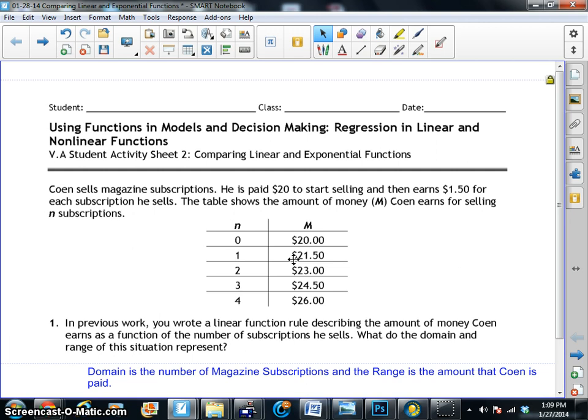So right here we have our domain and range. Remember, our domain is the independent variable, the one that just happens. So this is our domain. And then of course this one has to be our range because it all depends on what the domain is. So if we start and we don't sell anything, we got $20, and if we sell one magazine subscription, we got $21.50, and so on and so forth.